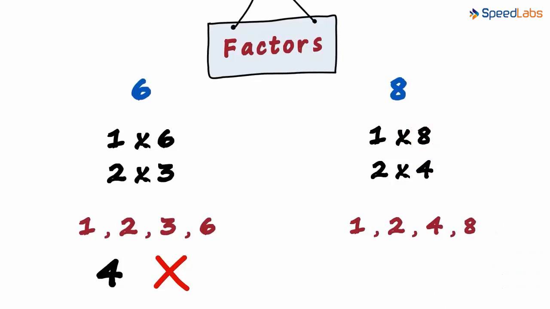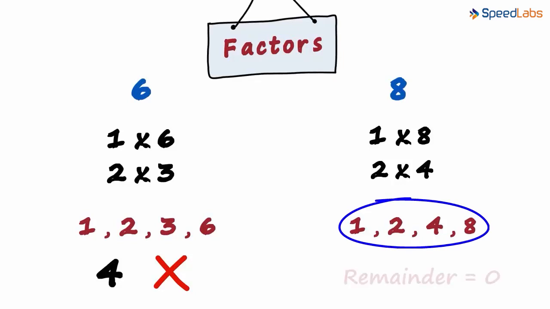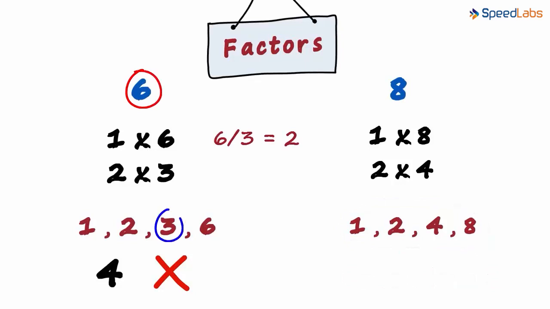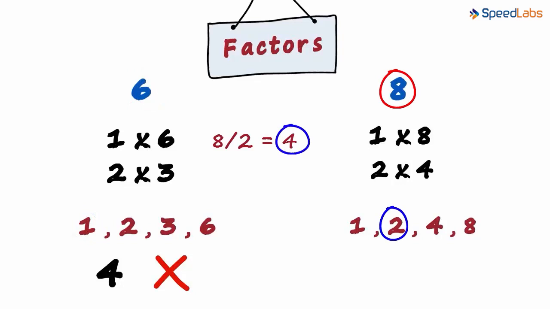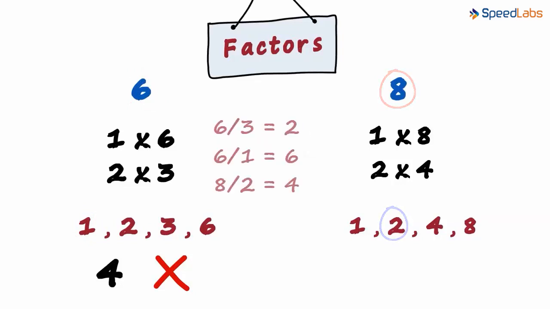This can also be seen in a different way. If we divide a number by any of its factors, the remainder will always be 0. If you divide 6 by 3, you will get 2 as the quotient. If you divide 6 by 1, you will get 6 as the quotient. If you divide 8 by 2, you will get 4 as the quotient. In all the cases, the remainder is 0.